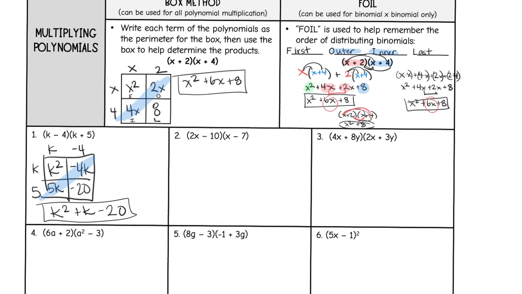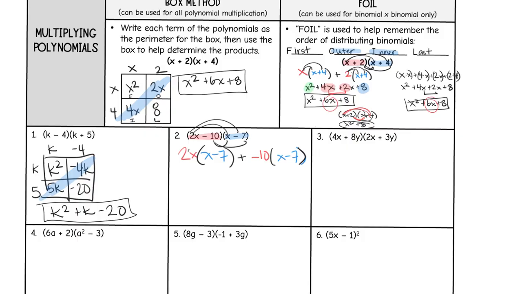Okay, for number 2, I will write out the 2 distributions. So I'm going to highlight every term in this binomial and multiply by every term in that binomial. So I'm going to have 2x times x minus 7 plus negative 10 times x minus 7. So there's my two sets of distribution. I'm going to distribute the first term to the second binomial and then the second term.